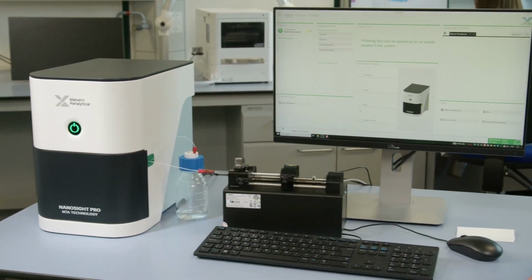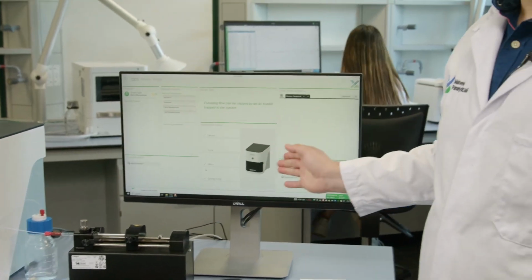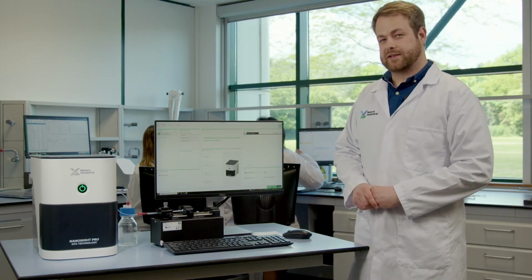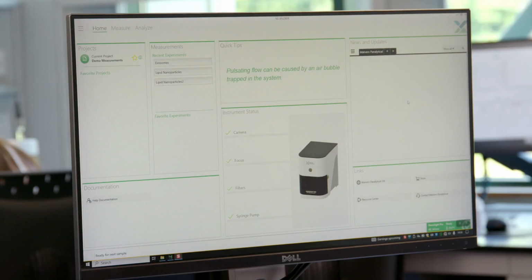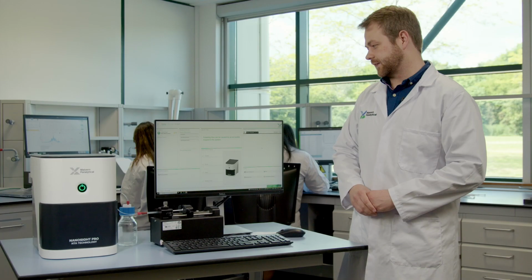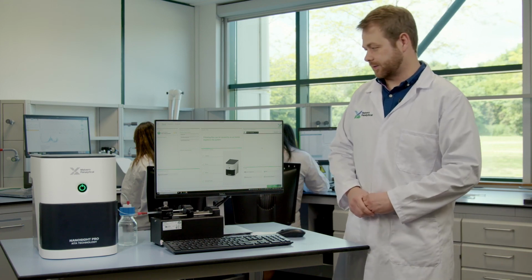Now that we've finished setting up the sample, it's all ready to measure and we can move on to the software. We start off on the home page. So here we can look at things such as the instrument status, check that things are connected properly. We can look at our favourite projects and experiments, and also we can get news and updates from Malvern Analytical.